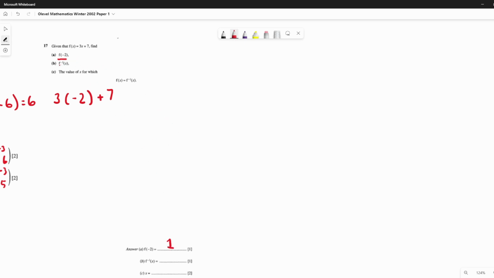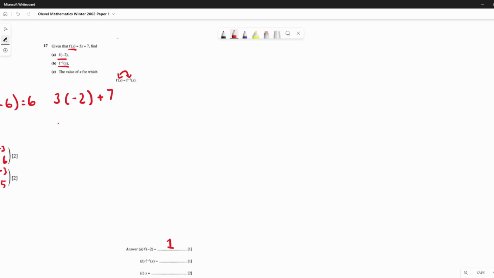That's easy. Now we want to find the inverse of f. The inverse of a function basically undoes what a function does. So if we gave this function -2, it gave us 1. If we gave its inverse 1, it should give us -2. Now I'm going to show you how to do this.